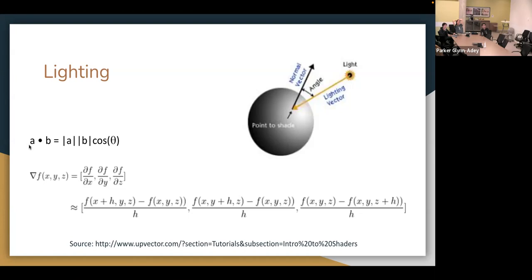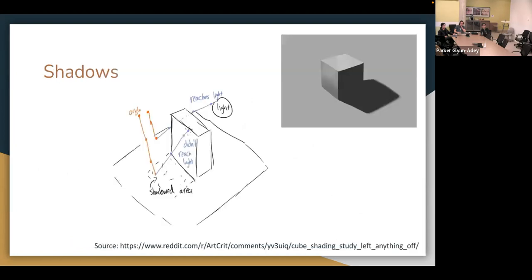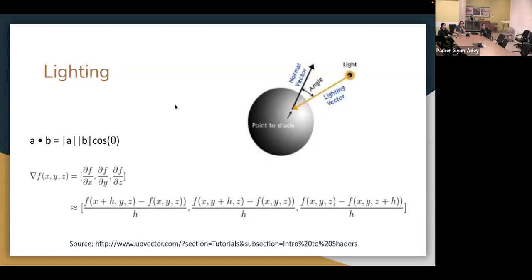And by taking the dot product of these two, for the regions that face the light, this angle is smaller, so your dot product will be larger. And for the normals that face away from the light, this angle will be larger, so your dot product will be smaller. And if you use that smaller or larger dot product to assign a brightness to the surface, we would be able to simulate the lights.